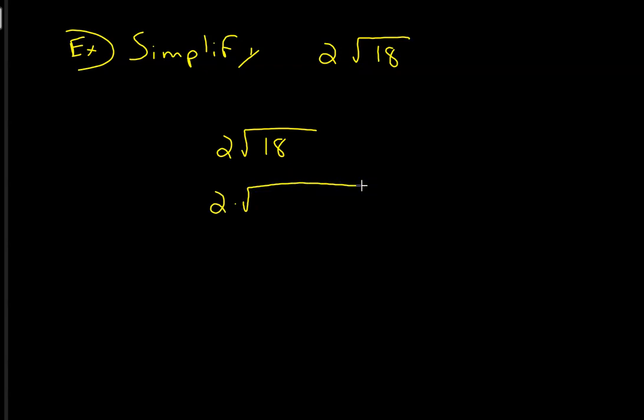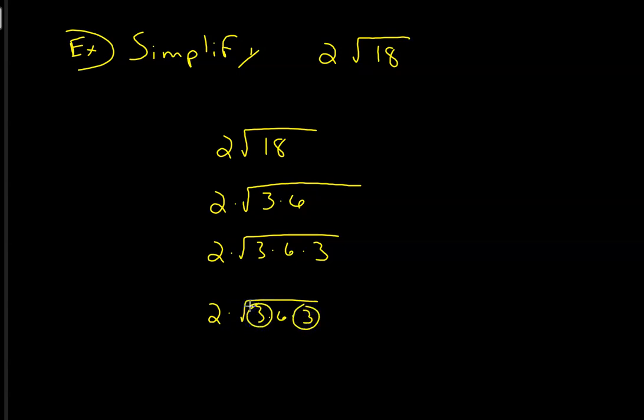We decided 18 was really 3 times 6. And then we decided that that was really 3 times 6 times 3. And what we decided was these two 3's can be one 3 outside. So outside there's already a 2, and now there's a 3, and there's just a 6 left.